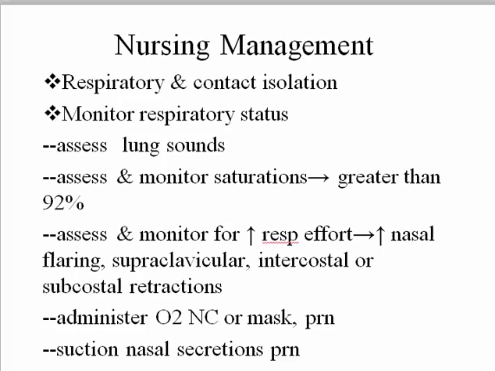All right, so nursing management would be, they would automatically be placed on respiratory or droplet isolation and contact isolation. Nursing wise, you would monitor the respiratory status. So you assess their lungs, you assess and monitor their saturations. You want their saturation to be greater than 92%, but then again, you're going to look at the order and see what the doctor writes for the SATs, but generally they want them greater than 92%.